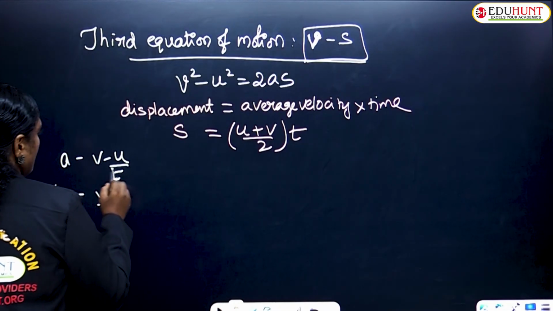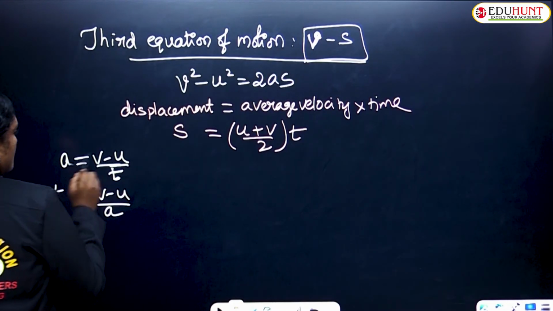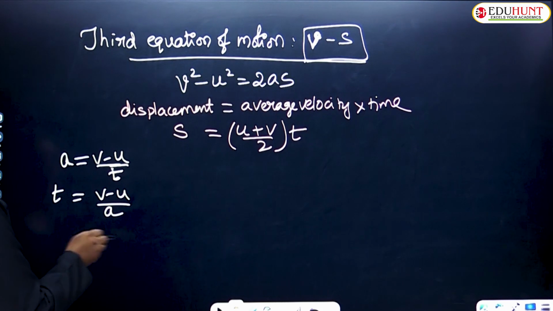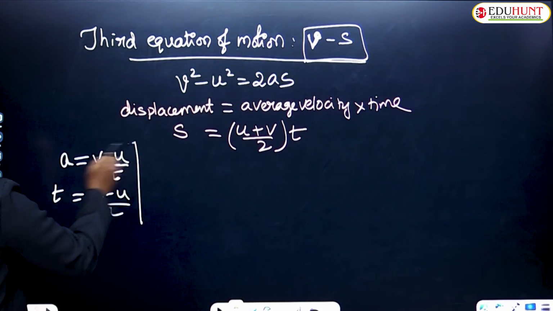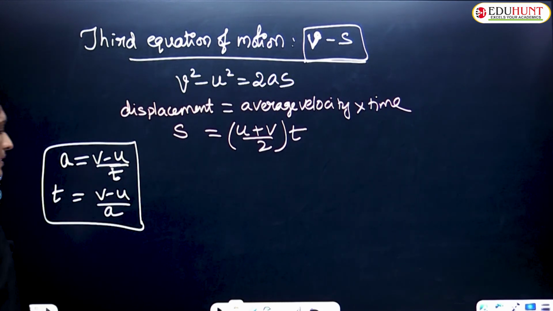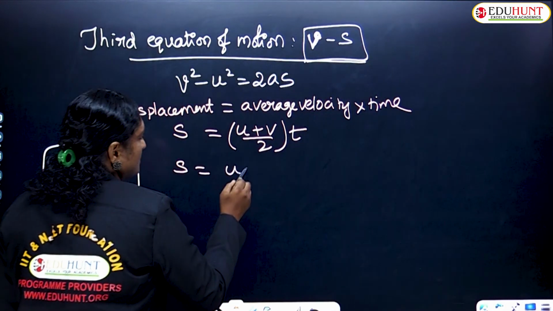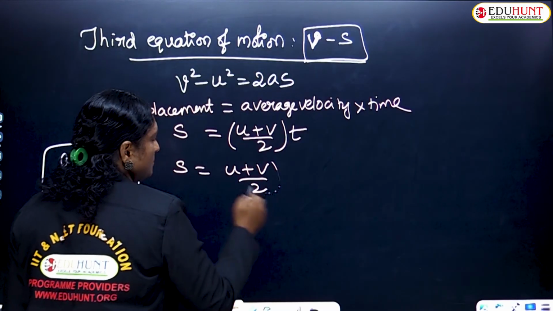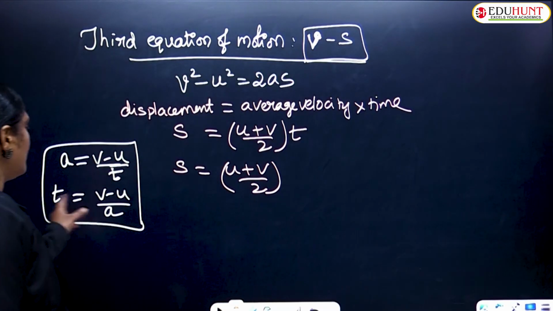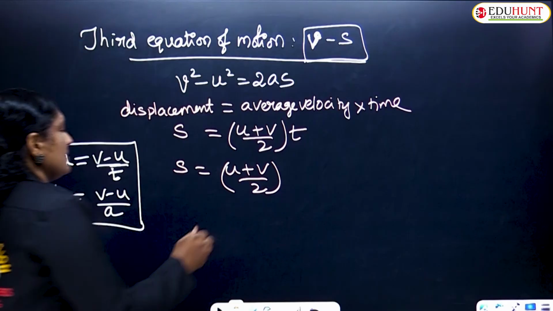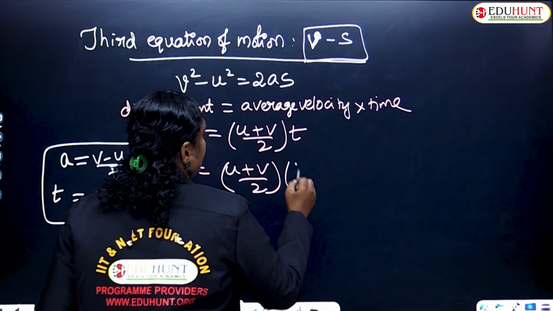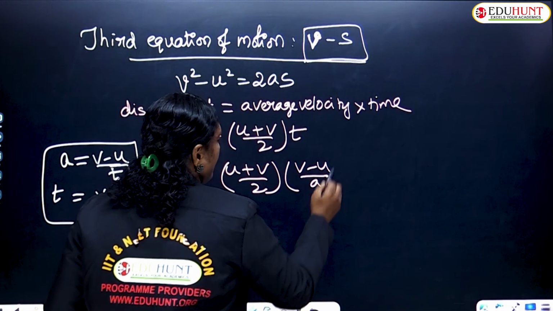Okay, children, so a equals v minus u by t, or t equals v minus u by a. Keeping it aside, substituting, s can also be written as u plus v by 2 into, instead of t, I can replace it with v minus u by a.